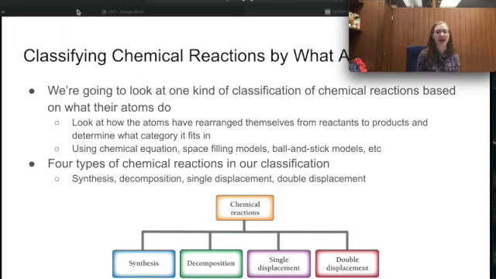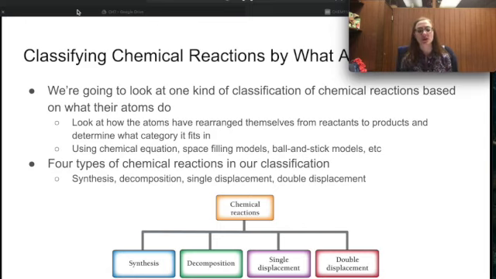So we're going to look at how the atoms have rearranged themselves from reactants to products to determine what category these things fit into. So you should be able to identify it using a chemical equation, a space-filling model, a ball and stick model, so on and so forth. You should be able to look at any of those different models of a chemical reaction and tell me what kind of chemical reaction it is.